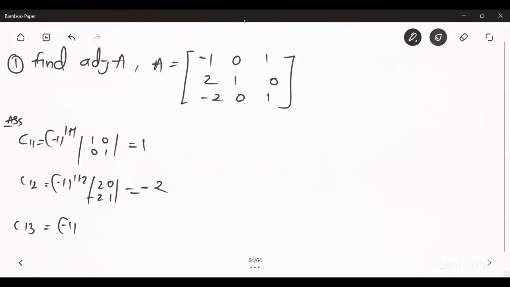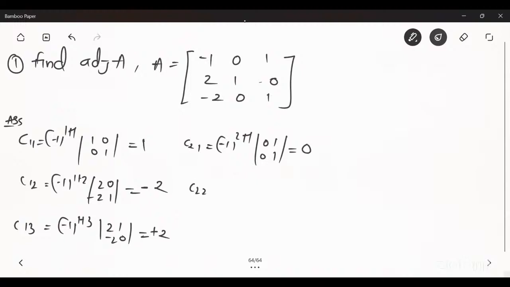C13 means minus 1 to the power 1 plus 3, and skip that row and that column. So you will get 2, 1, minus 2, 0. On solving, you will get 2 into 0, 0, and minus minus of 2 is plus 2. C21 is minus 1 to the power 2 plus 1, and skip that row and that column. So you will get 0, 1, 0, 1. On solving, you will get 0 into 1 is 0.